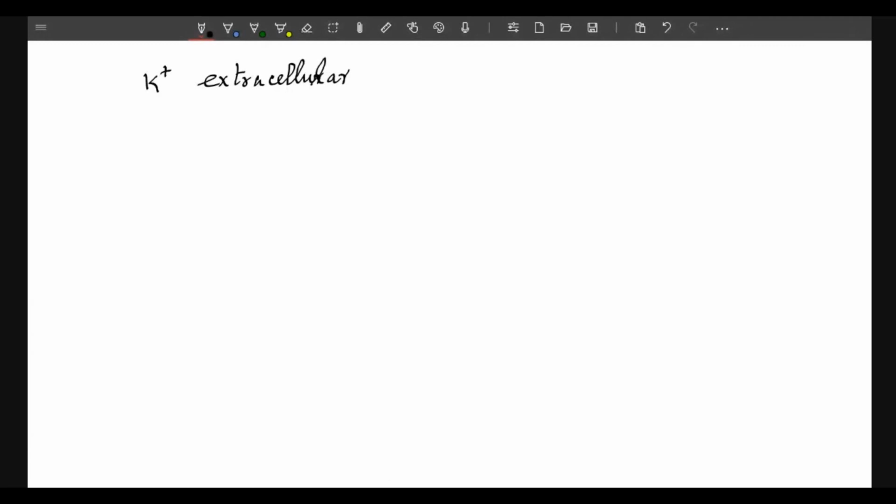Potassium plus ion from extracellular. What do you mean by extracellular? From outside the cell. From extracellular fluid of concentration 4 millimolar, to intracellular fluid of concentration 135 millimolar. Here, this is lower concentration, this is higher concentration.